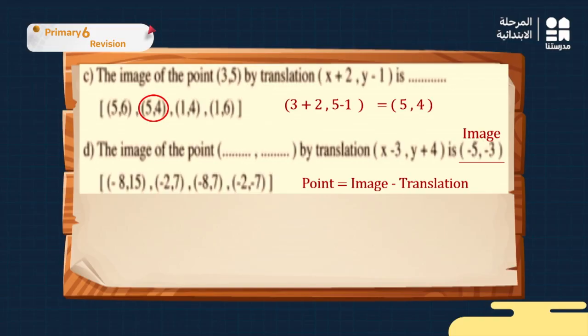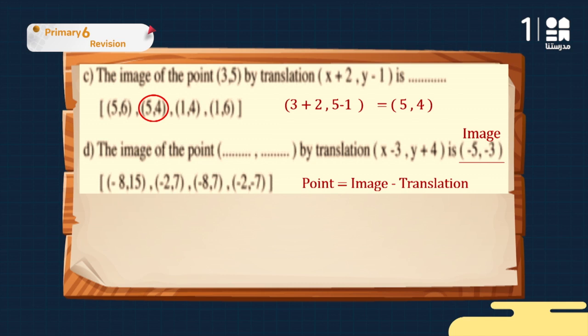Let's remember that this is the image and this is my translation, and he wants the point. First of all, let's remember how we used to find the point. First, the image: I used to get the image as the point plus the translation. So if I want the point, what am I supposed to do? I will make an image minus a translation. So it's a rule: if my point is missing, I will take an image minus a translation. So I will subtract the translation from the image.